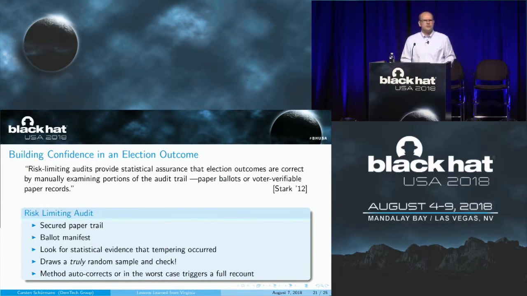What you do is draw a random sample of a certain size and check if the sample is okay. If the sample is okay, you're good. If not, the process starts escalating. If there's a lot of evidence that something is wrong, a mismatch between the paper trail and the electronic evidence, then you have to do a recount, and the method will prompt you to do this. So it's a very good method.